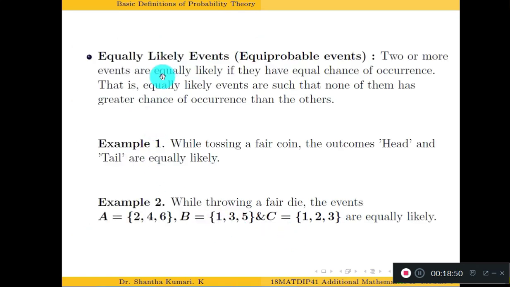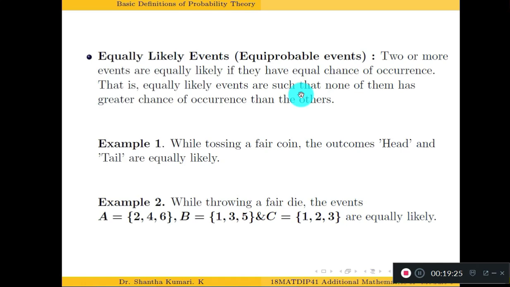Now what is meant by equally likely events? Equally likely events means, roughly speaking, they have equal chance of appearance. They don't have any difference in their chances. Okay, equal chances. If you are tossing a coin, for example, you may get head or you may get tail. Do you have any preference for getting head over getting tail? No. Both faces have equal chance of occurrence.